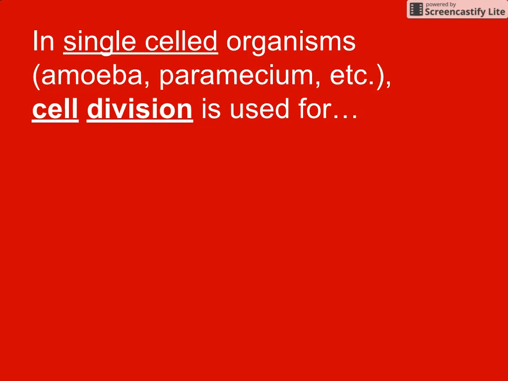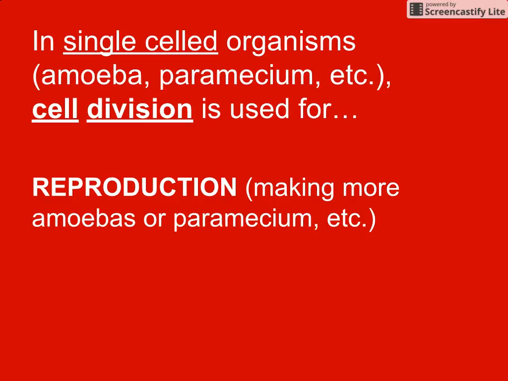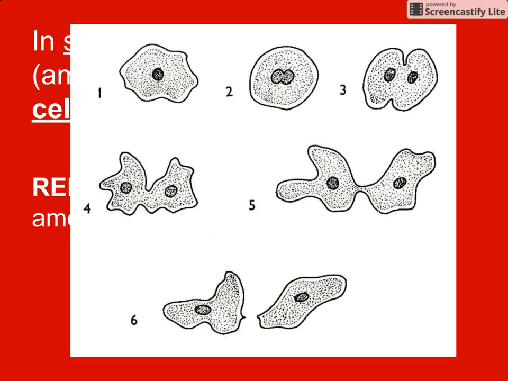Remember, in single celled organisms like amoeba, paramecium, bacterium, ask yourself, why do those organisms go through cell division? And hopefully you would be able to say for reproduction, so that they can make more amoebas, paramecium, or bacteria. This diagram shows one cell going through cell division and through a series of steps eventually splitting into two separate cells. So one cell in diagram 1 reproducing and splitting into two cells, diagram 6.